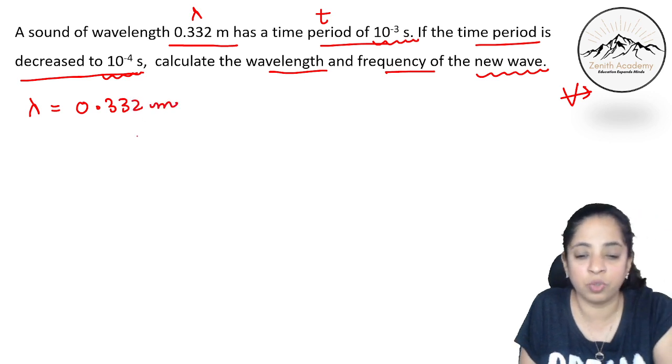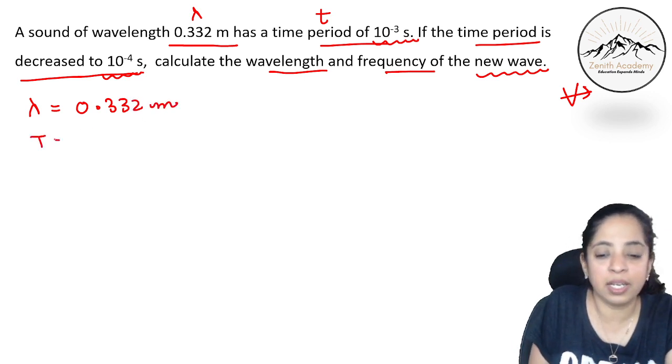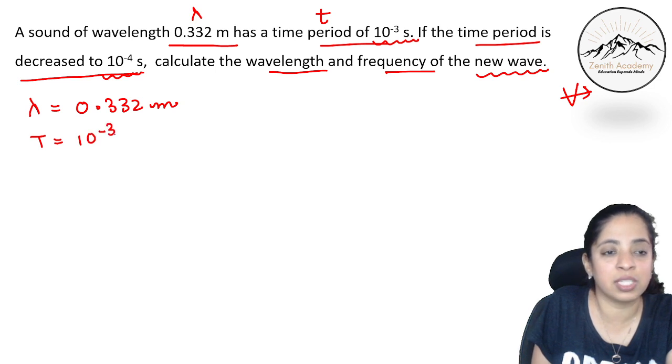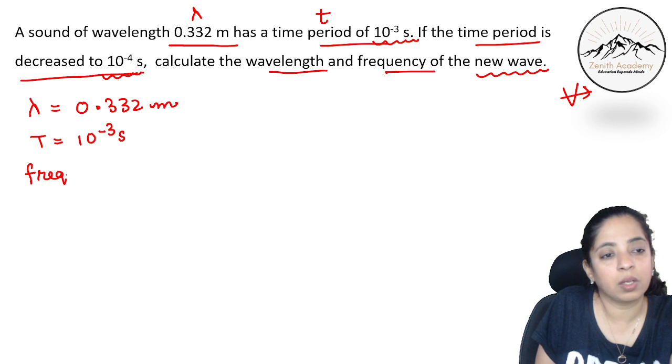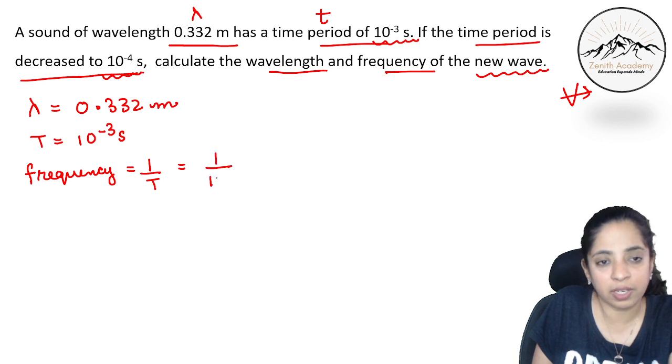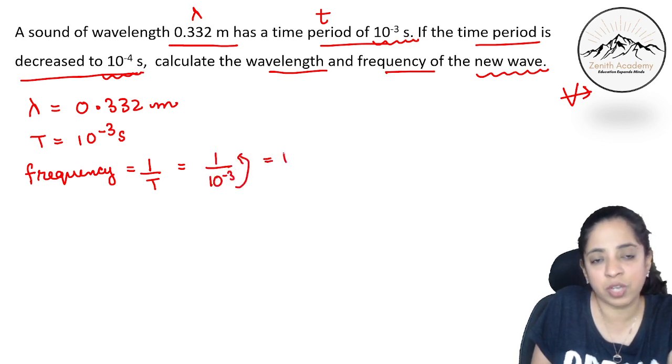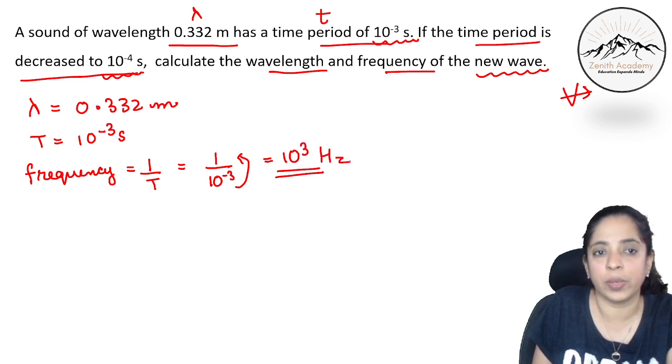It is already in meters, we don't need to convert. Time period is 10 raised to power minus 3 seconds. So what will be the frequency? Frequency is 1 by time period. So it will be 1 upon 10 raised to power minus 3. If 10 raised to minus 3 goes up, it becomes 10 raised to power 3, right? Positive 3. This is the frequency.